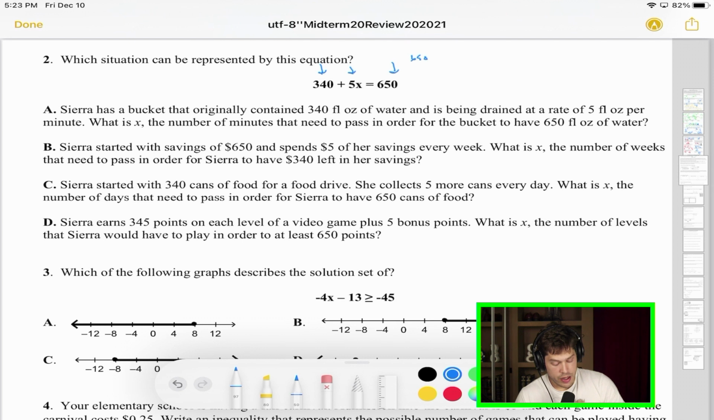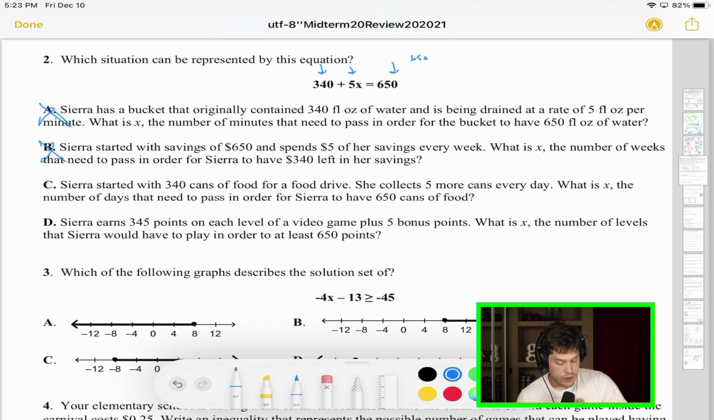So Sierra had a bucket that originally contained 340, and it's being drained at 5 liters per ounce. Okay, that's not going to work. If it's being drained, why would we be adding this 5? So this doesn't make sense. So Sierra started with 650 in savings and then spends 5. Okay, that would mean 650 and the 5 would be on the same side of the equal sign, and it's not. So B is wrong.